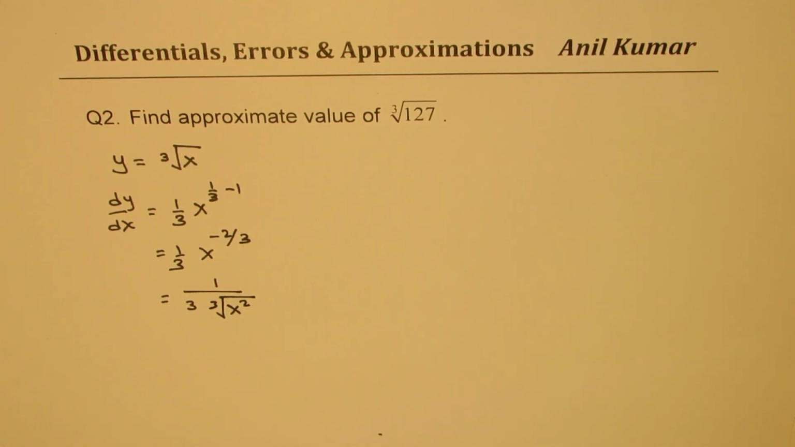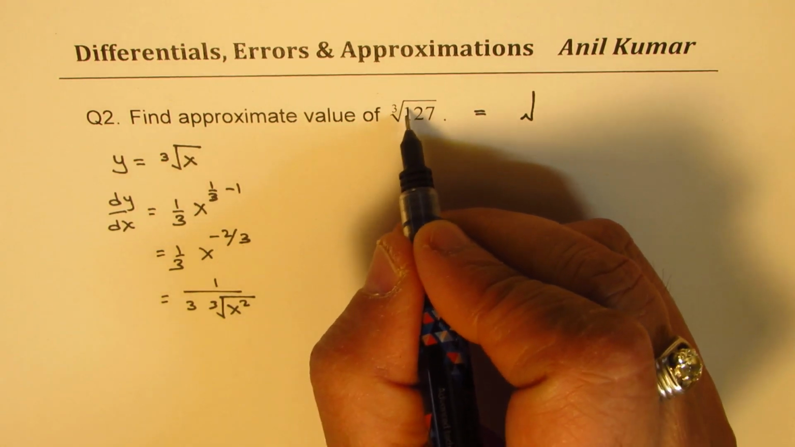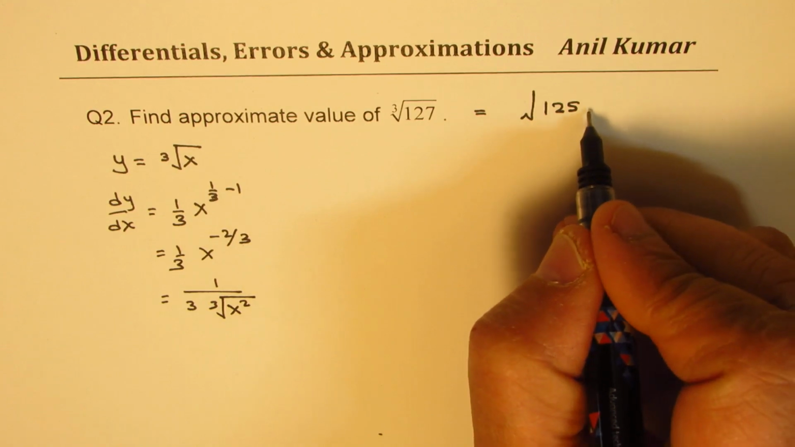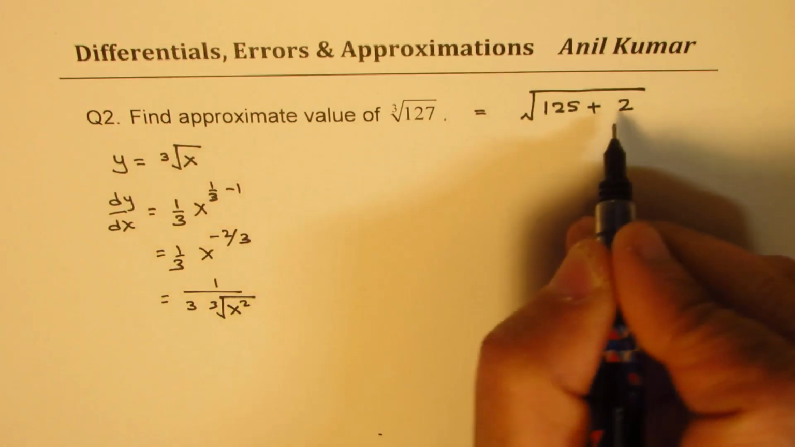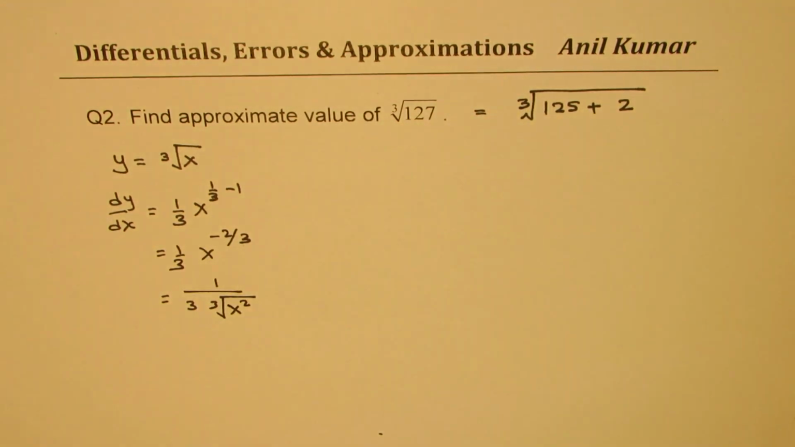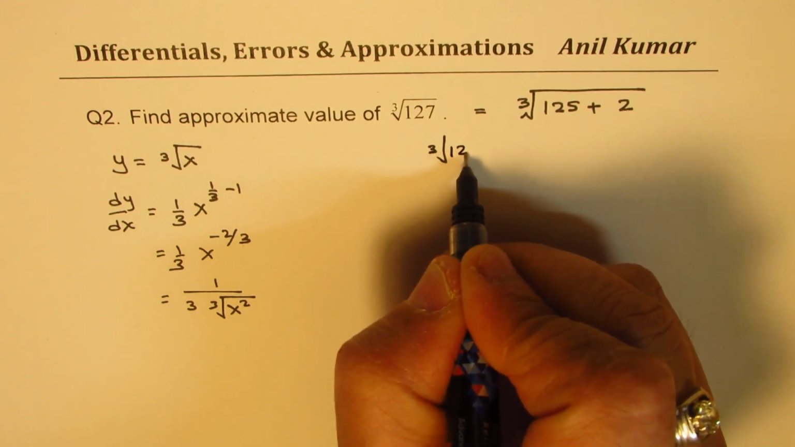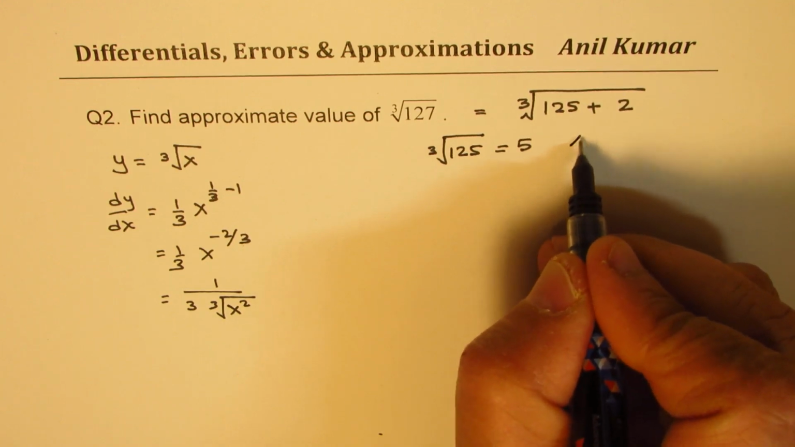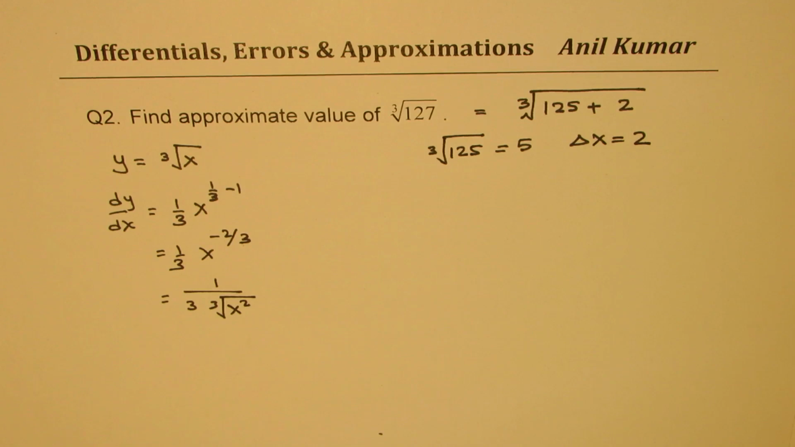Correct? So that becomes dy by dx. Now if you look into the function, we are looking for the cube root. So 125 is exactly known to us as 5, and plus 2, right? That gives us the cube root of 127. So in this case, what we really know here is that the cube root of 125 is equal to 5, and the change which we are looking for, delta x, is 2. That is the value of delta x.